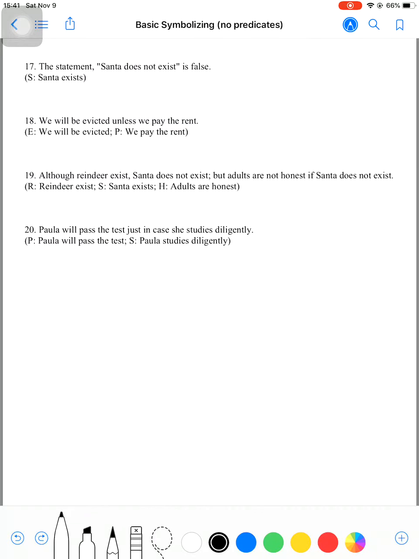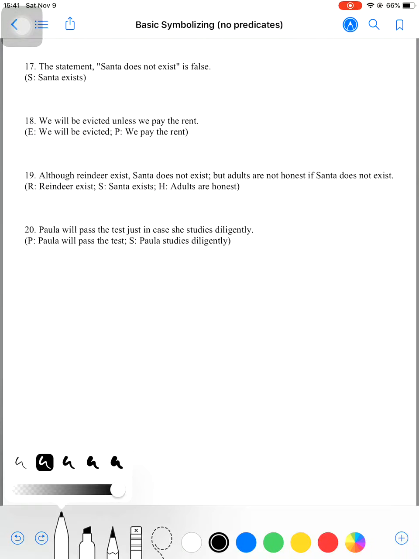Alright, so in this video I'm going to continue to look at the basic symbolizing representations, but remember, this type of stuff is not on the exam. This is meant to be a foundation for folks that aren't comfortable translating with predicate and relational logic. So I'm going to do pages 3 and 4 in this video.